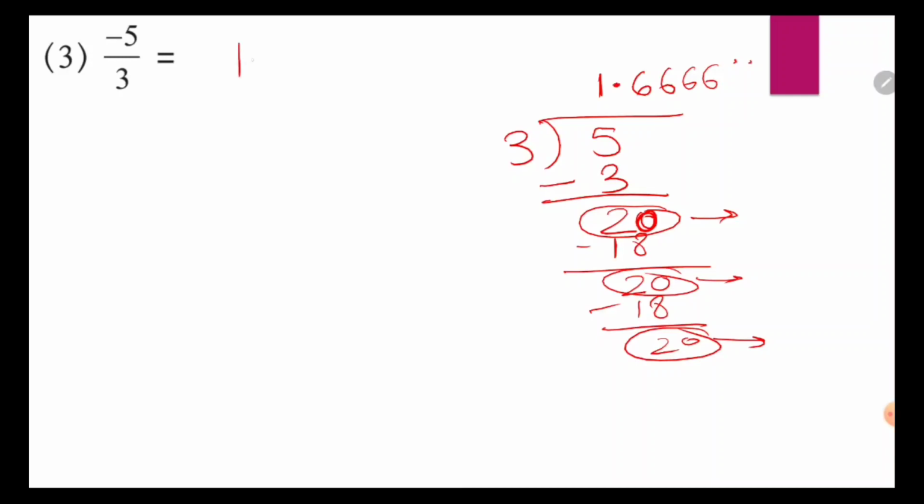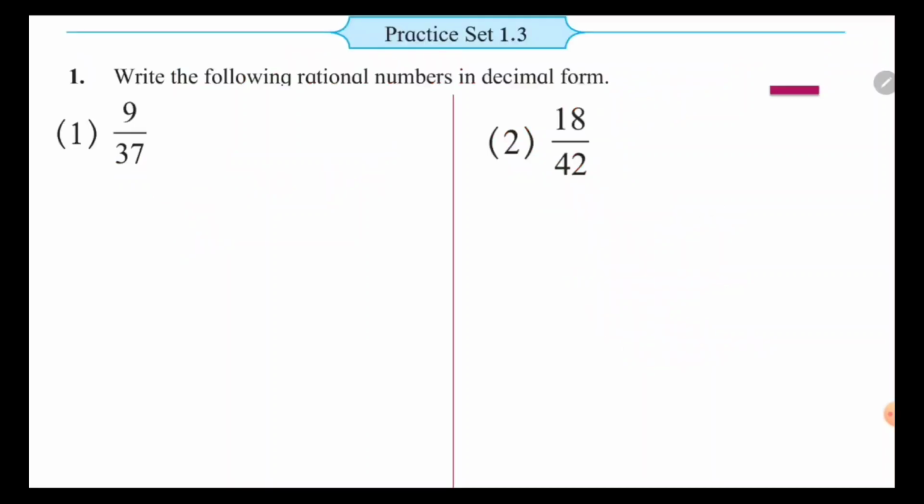So its answer will be 1.66666 and this will go on. So I'll write minus 5 upon 3 is equal to 1.6 with a dot on the 6. Whichever number is repeating we put a dot on it. Okay, this was our third example.